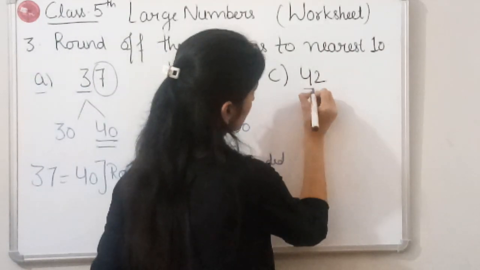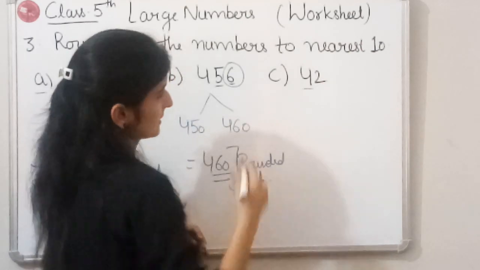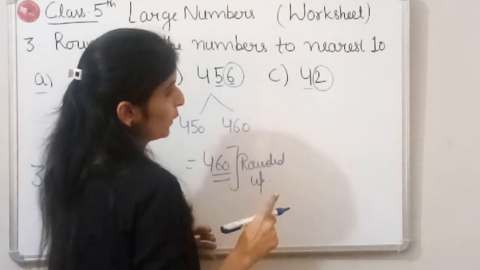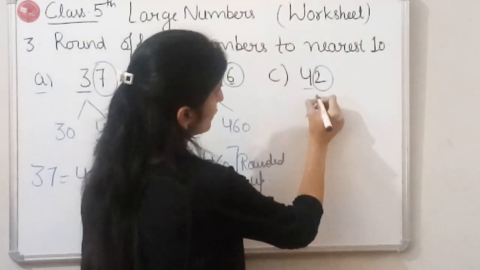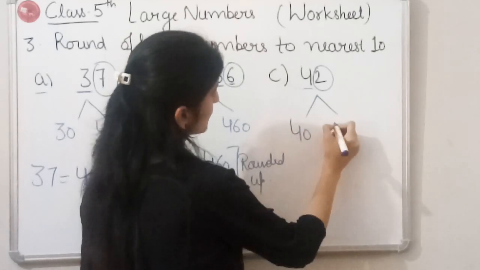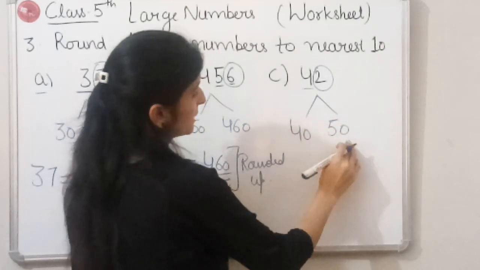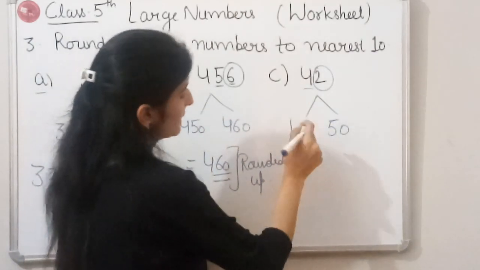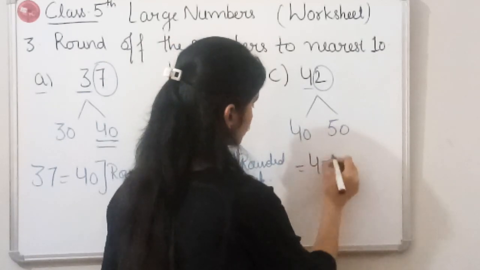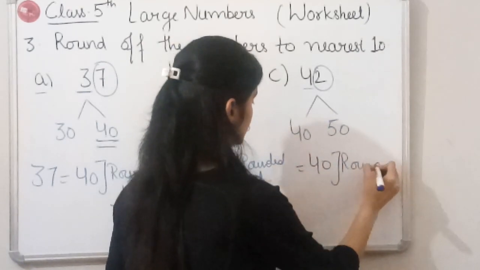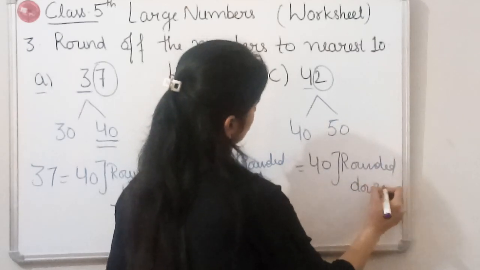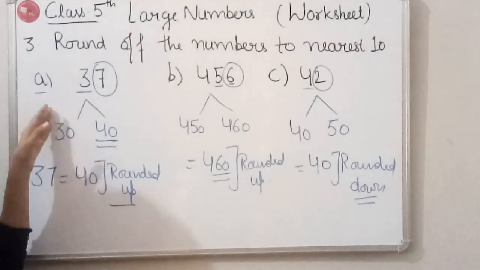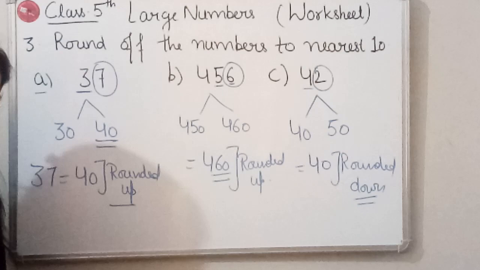Now let's move to C part. Again we have to underline the digit which is on tens place. And then we have to highlight the digit which is on right side of the 4. Now we have to compare this 2 with 5. But firstly we should know where this 42 lies. This 42 lies in between 40 and 50. So this 2 is less than 5. So it will be rounded down to 40. Okay children, so this was the rule, this was the shortcut method to round off to nearest tens.